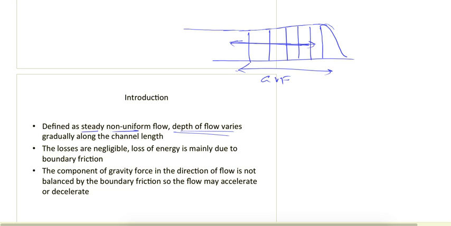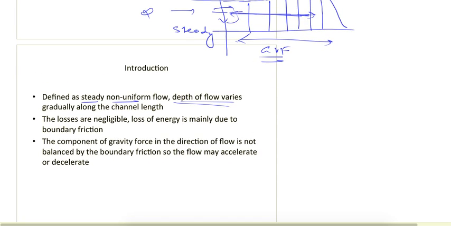At the same time, this flow is remaining steady. How is it remaining steady? Because whatever flow was coming, after some time also, if we see, the conditions will be the same. If I take a section here and measure the discharge, velocity and depth, it won't change. These parameters will remain the same, so the conditions are steady, but non-uniform along the length of the channel, so we denote it as gradually varied flow. In this case, the losses are considered mainly due to the boundary friction. Whatever the boundaries are, due to the friction only we are considering the head loss.